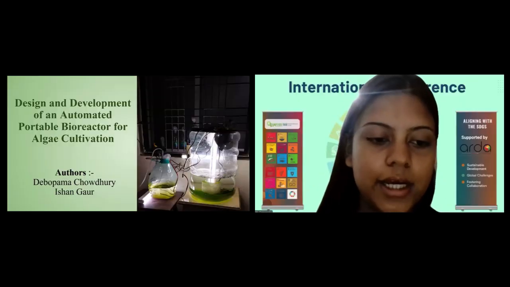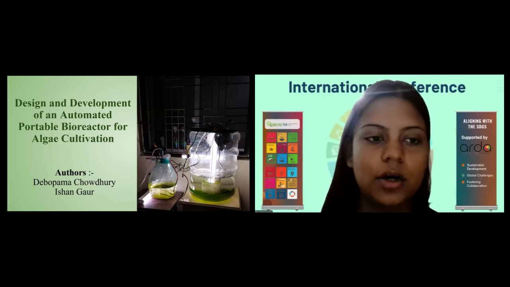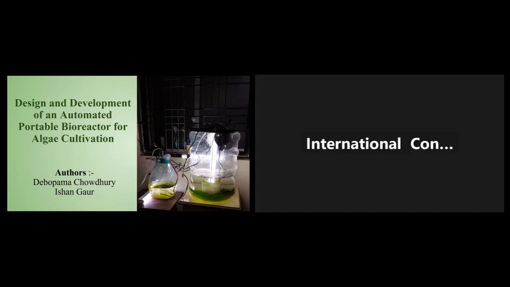Everyone present. Today I am Debopama Chowdhury and I am going to present my project titled Design and Development of an Automated Portable Bioreactor for Algae Cultivation.